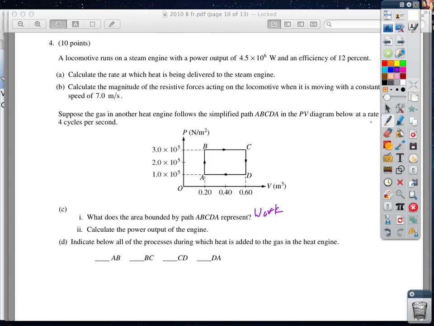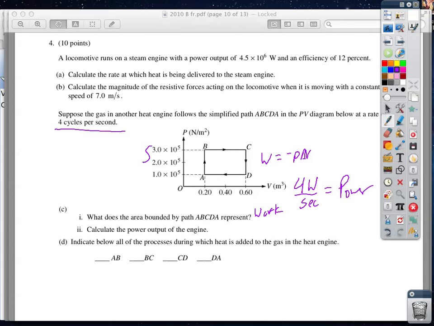Okay, so notice what they say here. They're saying this is 4 cycles per second, right? So just calculate the work, which is negative P delta V, and that's in 1 cycle. Then if you put that into 4 works per second, that will equal the power. Does that make sense? Okay, so then just do that.